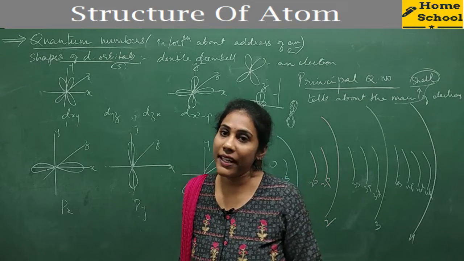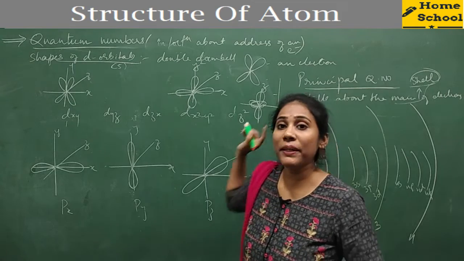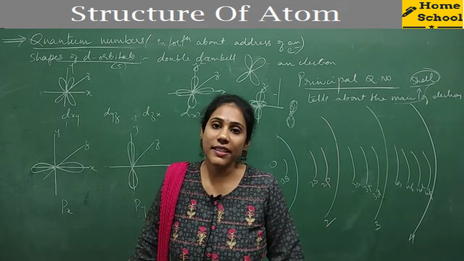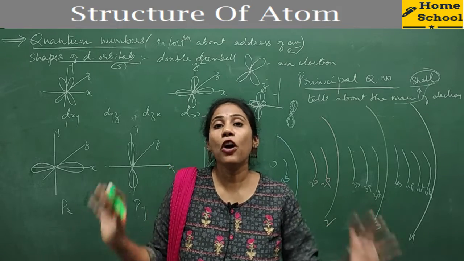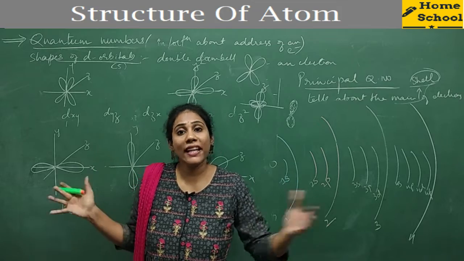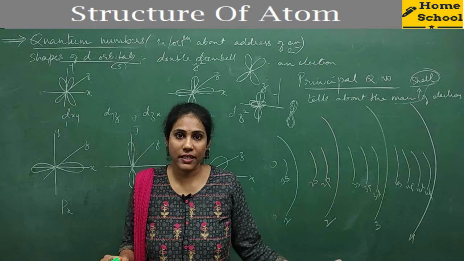Right? So how many d orbitals are there? 5. How many f orbitals are there? 7. Okay, so this is the concept of orbitals: different orbitals which have different shapes. So where are these orbitals present? In the subshells.